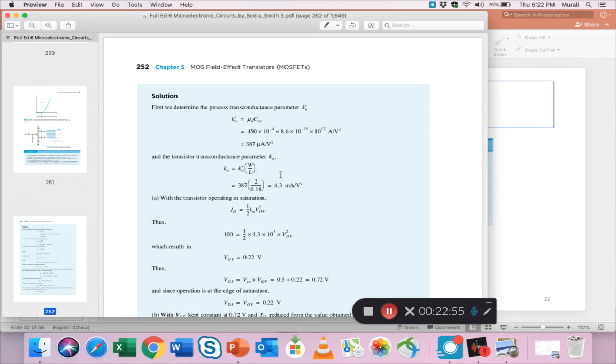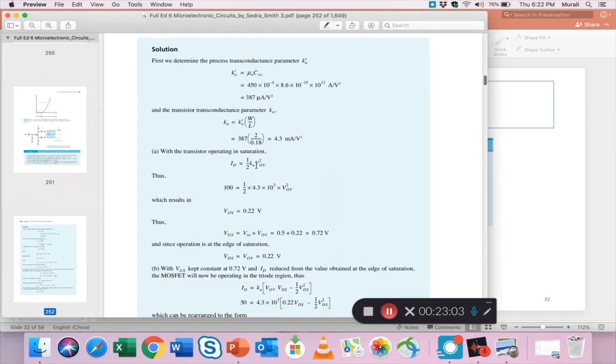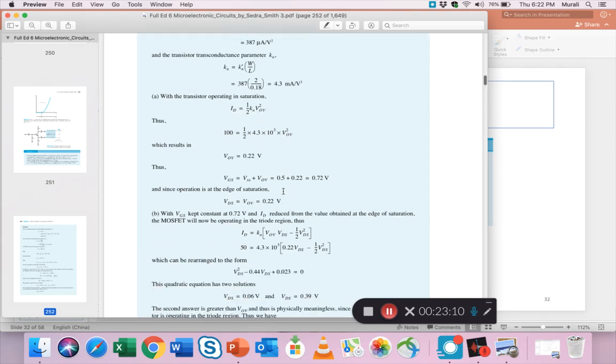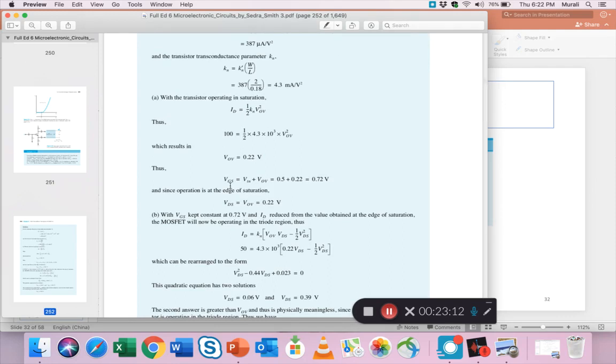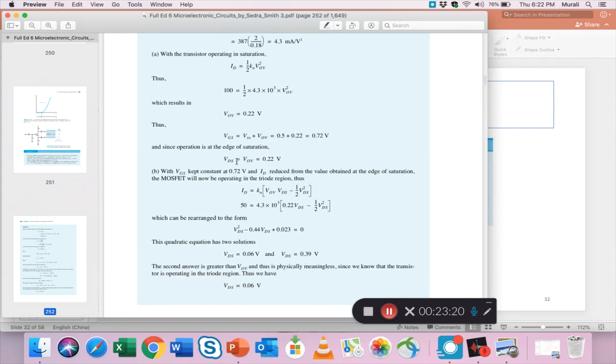So we have this formula. Now you can use the transistor operation in saturation formula to find the over voltage. The current is given, find the over voltage, which is 0.22. Once you have the over voltage, you know that it's connected to the VGS by this relationship, so we have the VGS. And since the operation is at the edge of saturation, the drain to source voltage will be the over voltage value, which is 0.22.